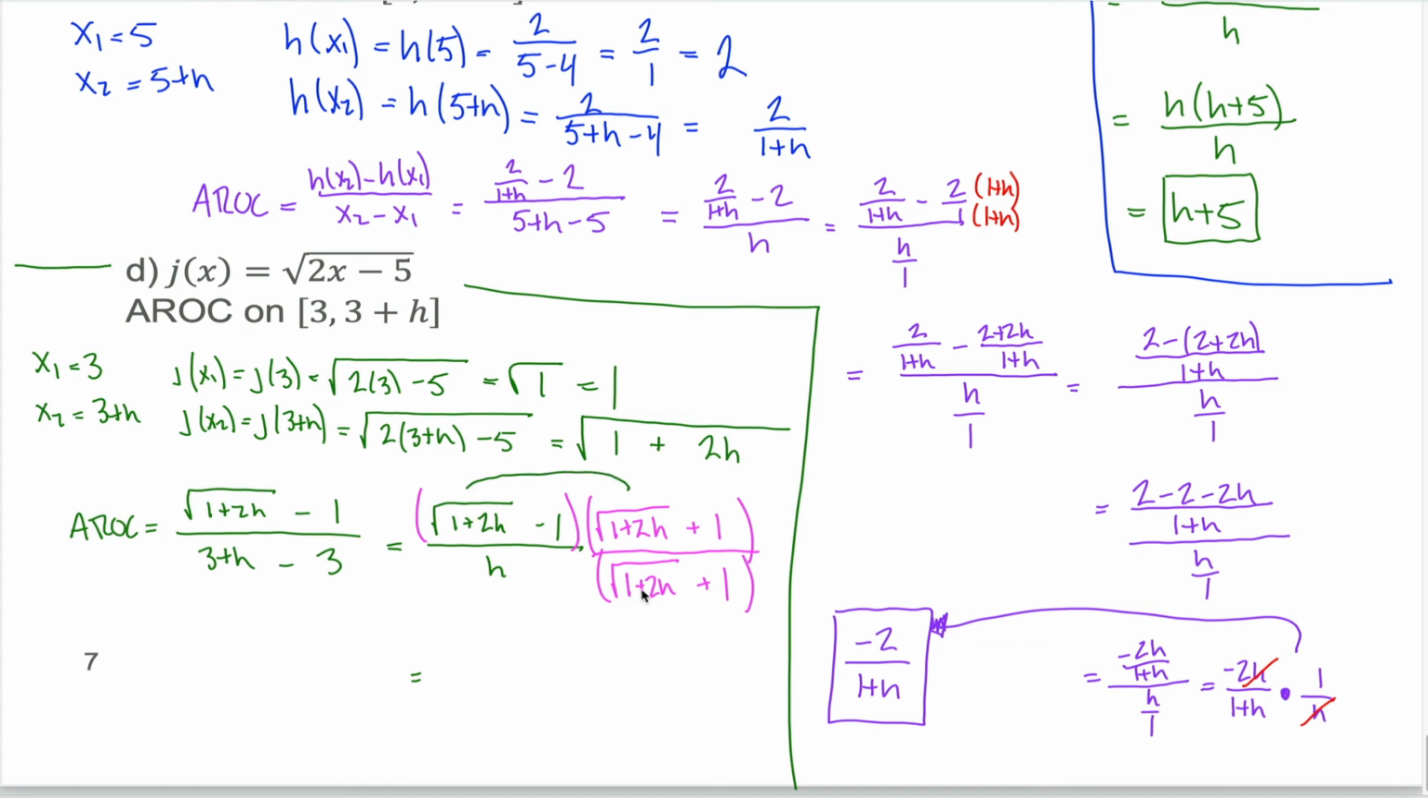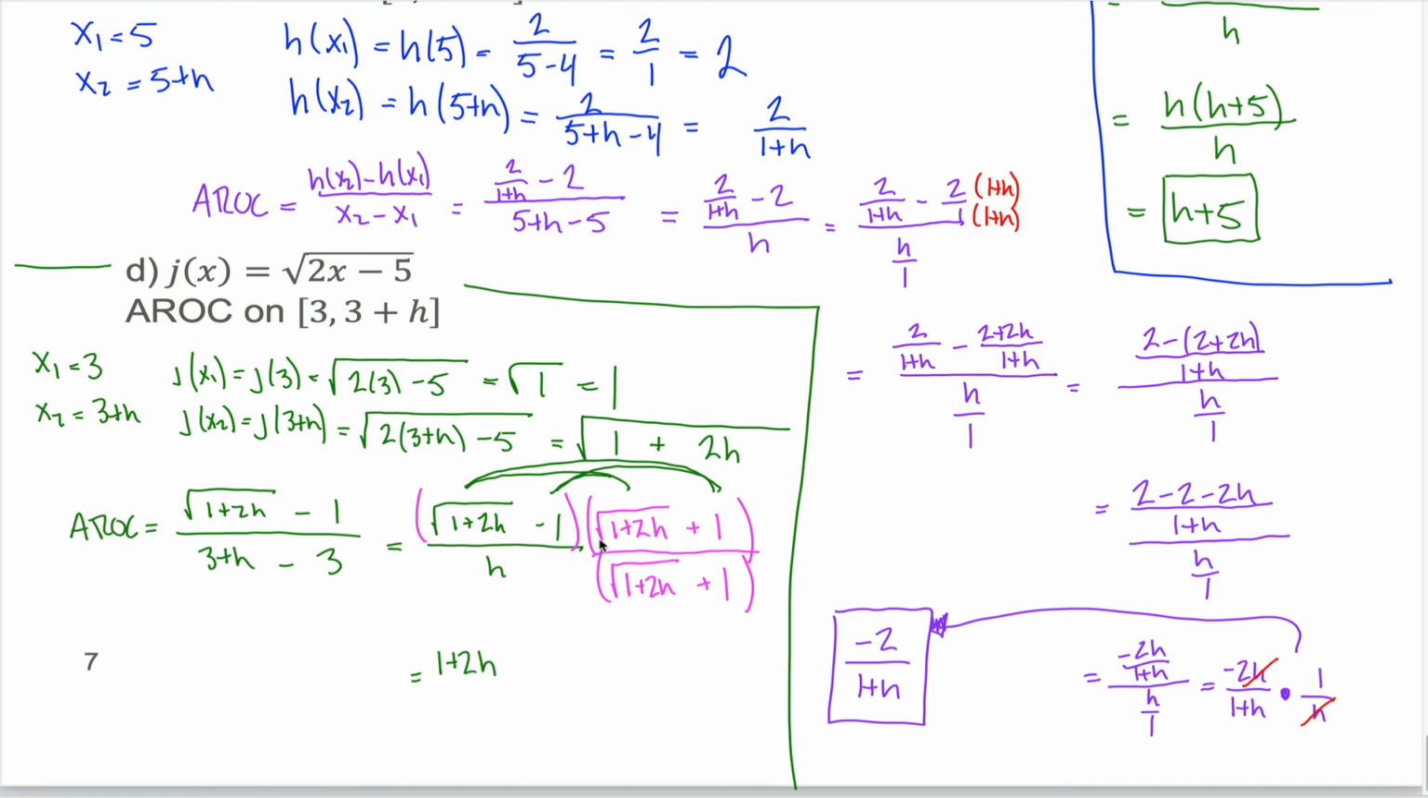The F in FOIL would be the product of these two. The O in FOIL would be the product of these two. The I would be the product of these two, and the L would be the product of these two. But look what happens. The F, the square root of 1 plus 2h times the square root of 1 plus 2h, anytime you multiply the square root of something by itself, you're squaring the square root. Those cancel out, and I'm left with just 1 plus 2h. That's the F in FOIL.